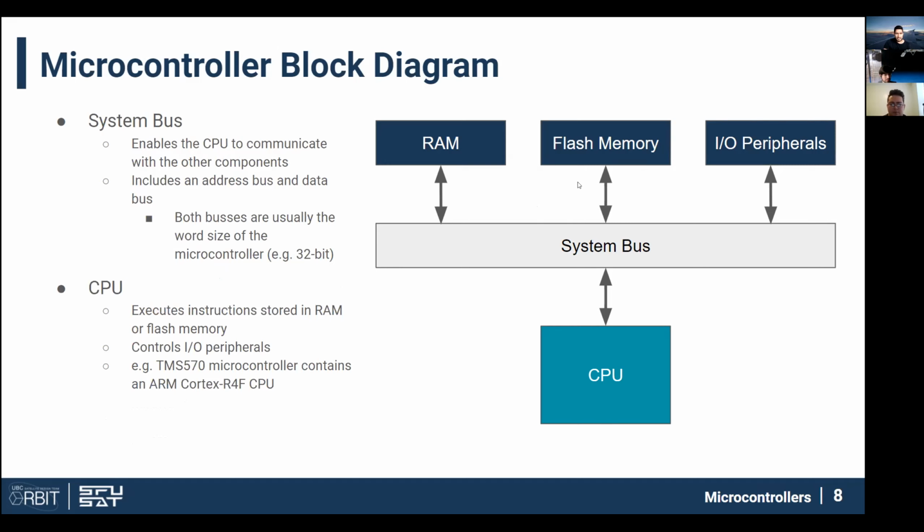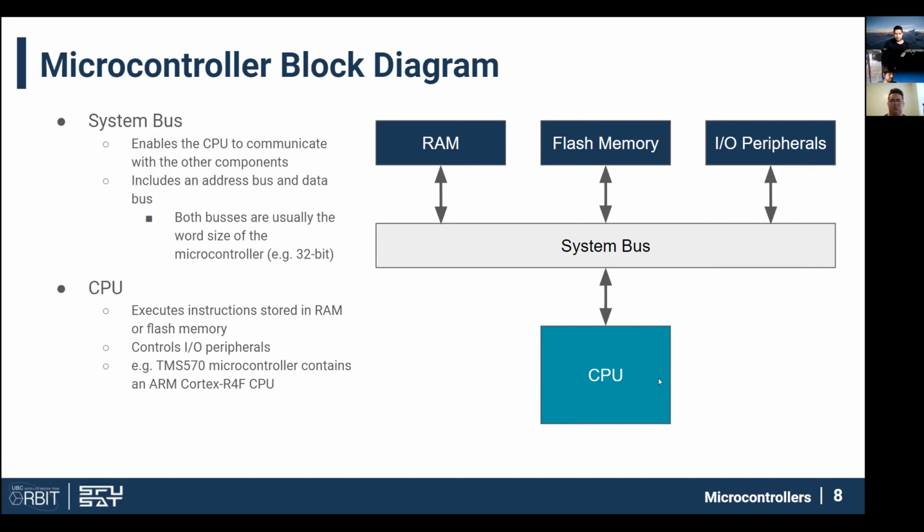Then there's the system bus. This is what allows the CPU to communicate with the other three components: the RAM, the flash, and the I/O peripherals. You've probably heard of a 32-bit computer or a 64-bit computer. That refers to the word size of the computer architecture, and in a microcontroller that generally maps to the size of the address field for this bus. So it determines how much memory you can address through the system bus. I'll go into a little more detail on that in a couple slides.